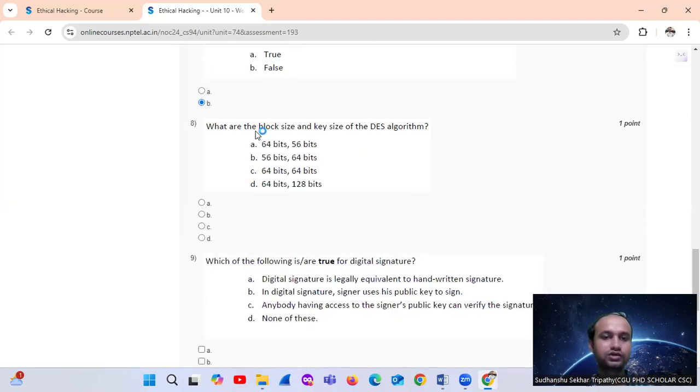Then question number 8. What are the block size and key size of the DES algorithm? That is option A, 64 bits and 56 bits. Block size is 64 bits and key size is 56 bits in the DES algorithm.